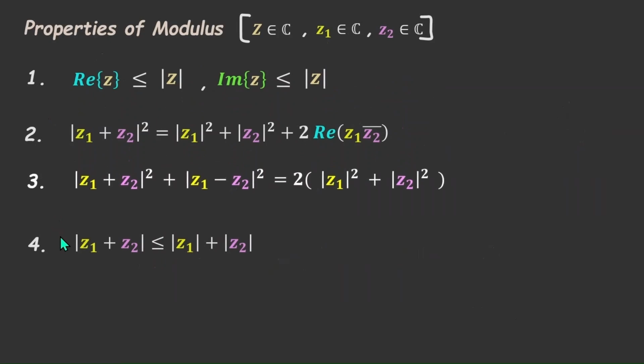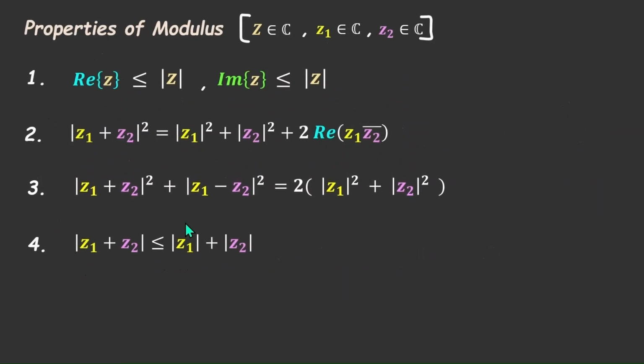And now let's look at the fourth property that we have to prove, which is mod of z1 plus z2 is less than or equal to mod of z1 plus mod of z2. So let's see how we can do that. Again, we'll keep using the theorems that we already know of and have already proved. So first idea should be to use mod of z1 plus z2 whole square, because that is the formula we are familiar with. So let's take that. Mod of z1 plus z2 whole square is equal to mod of z1 square plus mod of z2 square plus 2 times real part of z1 into z2 conjugate.